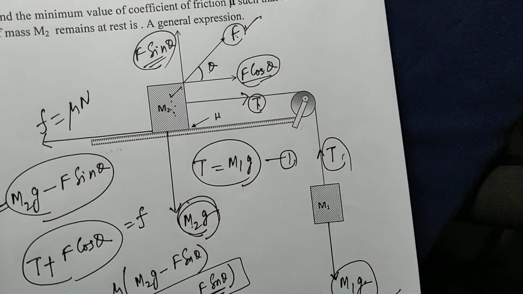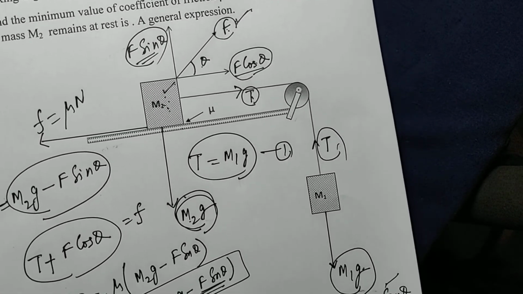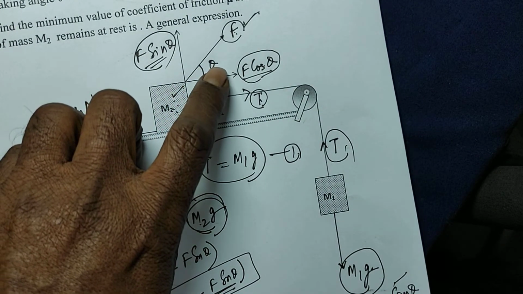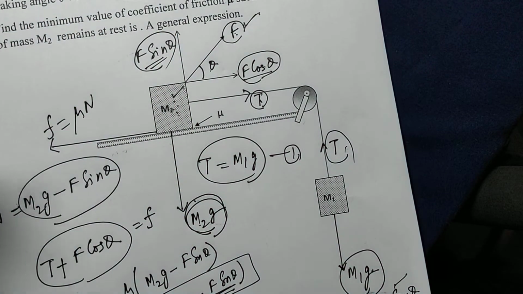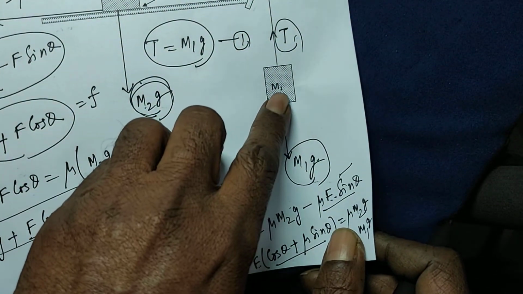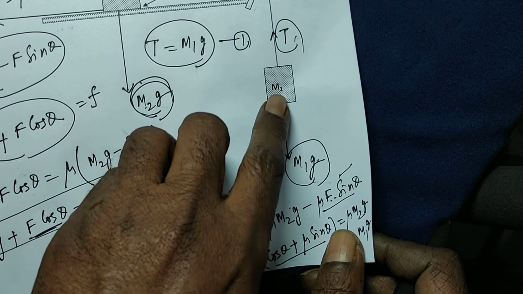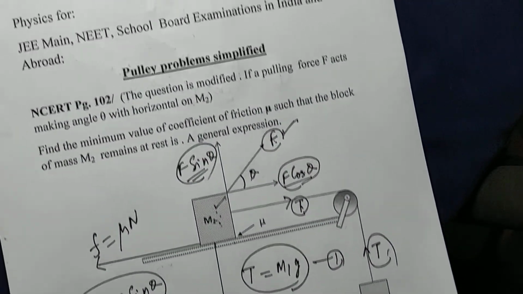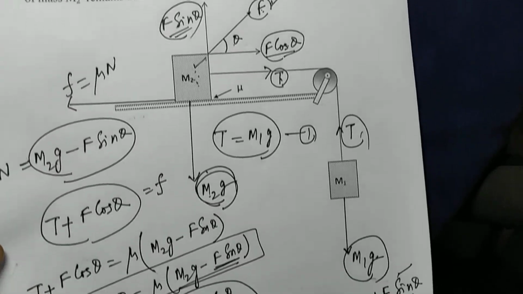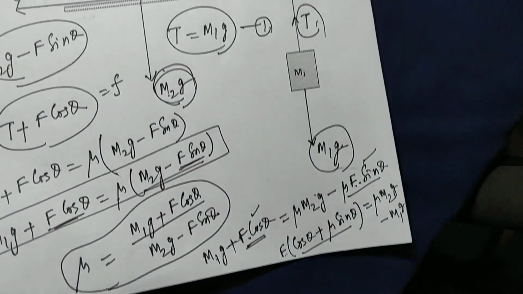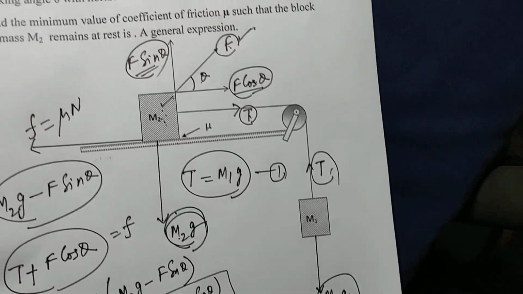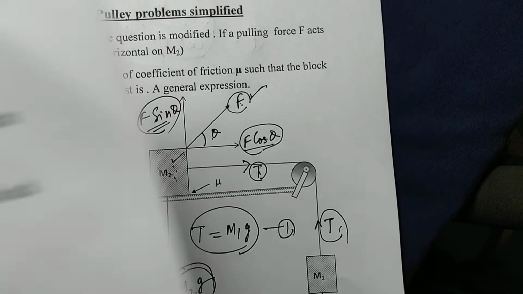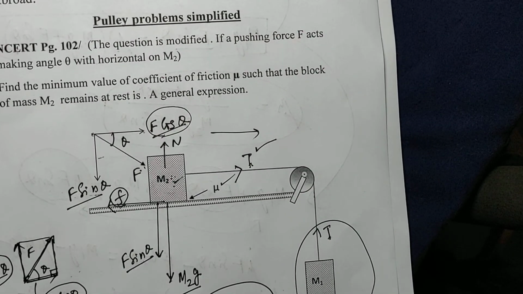Don't remember the final expressions, don't mug them up. They might change the theta from horizontal to vertical. They might take this as M2, this as M1. So you have to learn the principles only. Then it becomes simpler to solve, right? So I hope so. So we discussed 4 numericals.